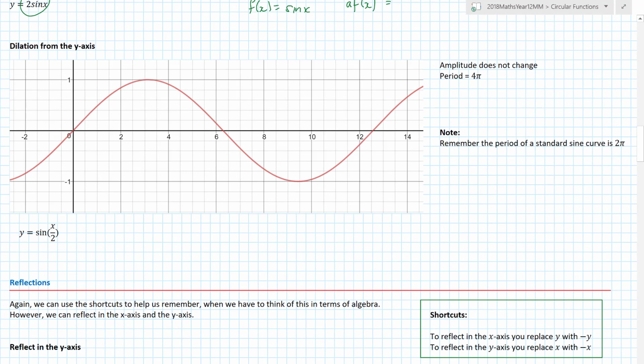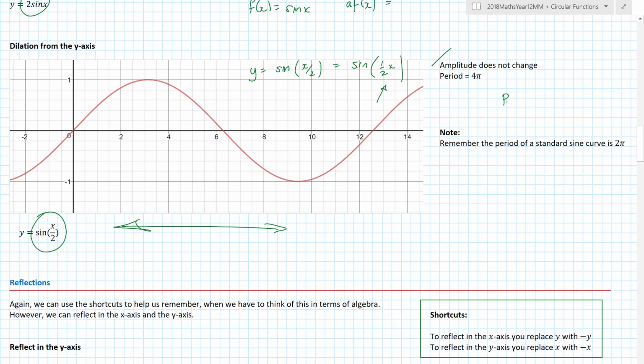Dilation away from the y-axis, all right? In this situation, when we're moving things horizontally or stretching things horizontally, the amplitude will stay the same, but the period will change. So if we look here, I've drawn the graph of y equals the sine of x on 2. That's exactly the same as the sine of a half of x. My little brain goes, well, if it's inside, it's the opposite of what I'm expecting. So it's not a half, it's actually going to double.